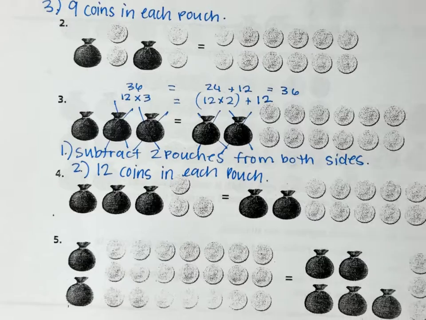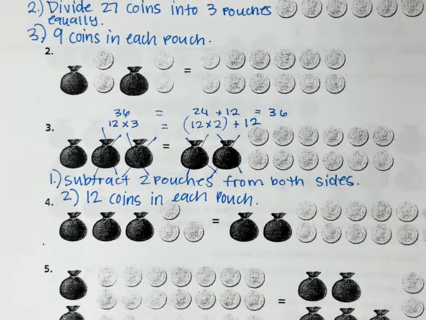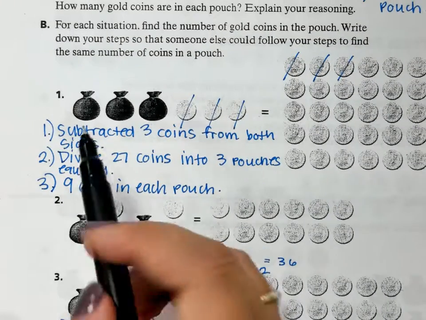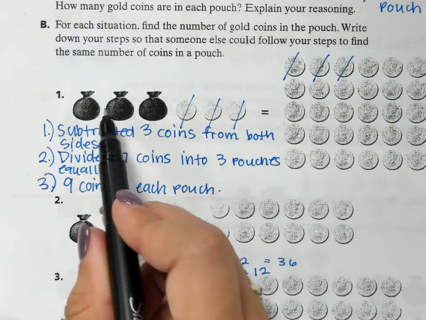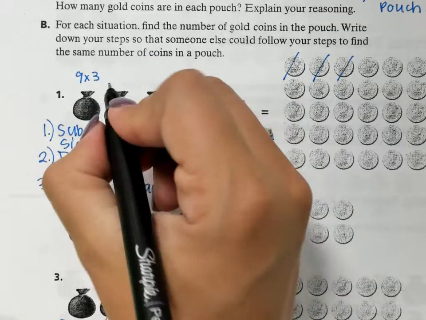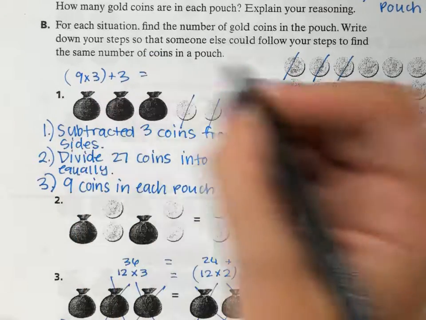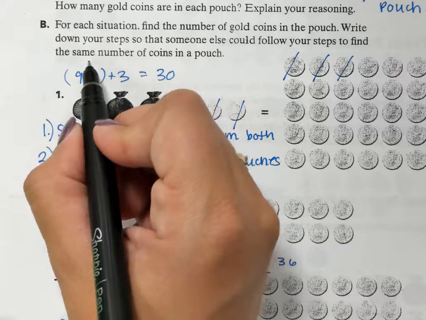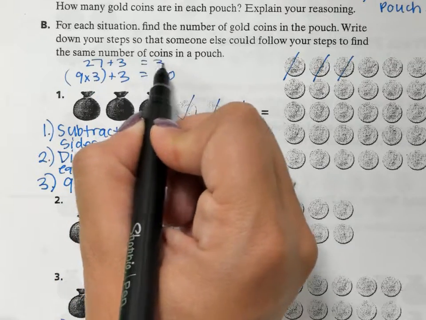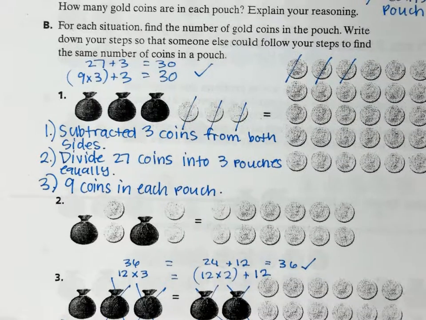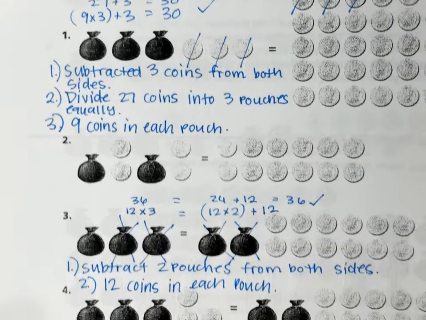So at number 1, if we want to go back and check that answer. I said that there were 9 coins in each pouch, and I had 3 pouches. So that means I can do 9 times 3 plus my 3 extra ones and see if it's equal to 30. And then 9 times 3 is 27 plus 3, which equals 30. So my answers are correct. Any questions?